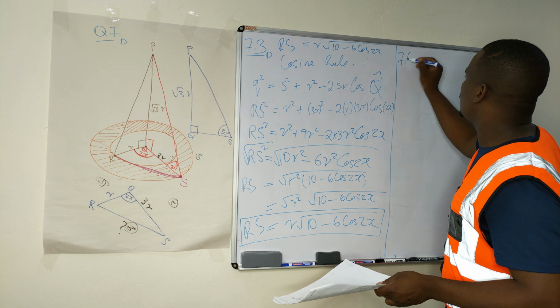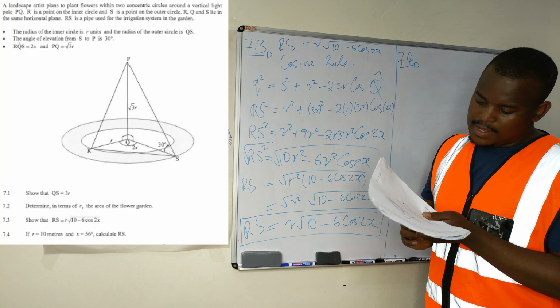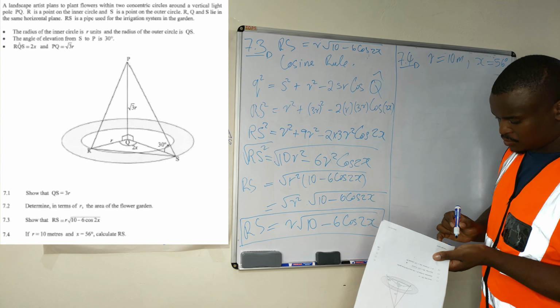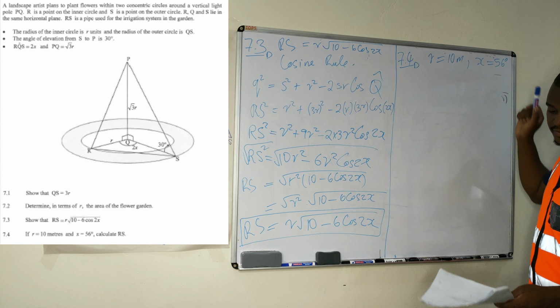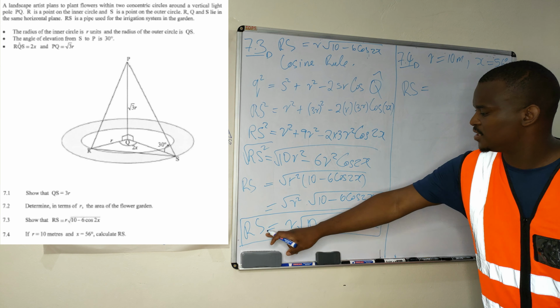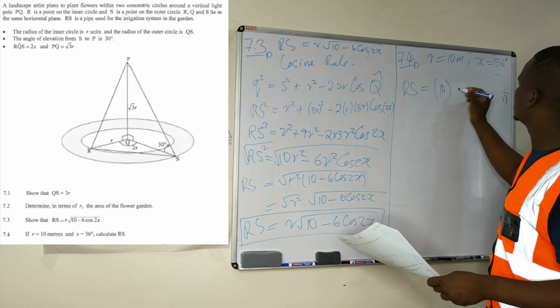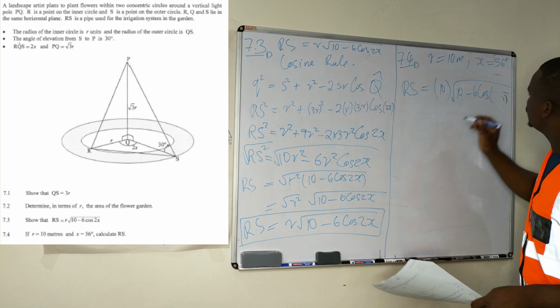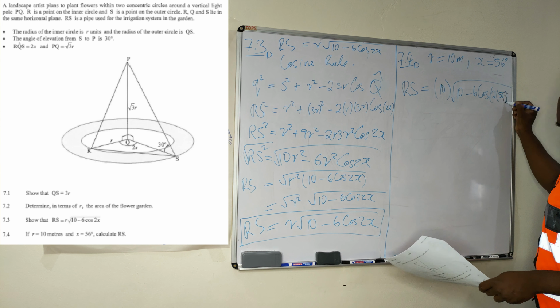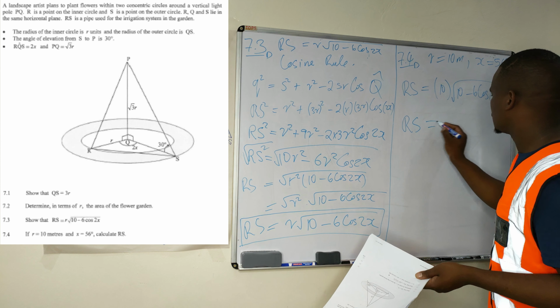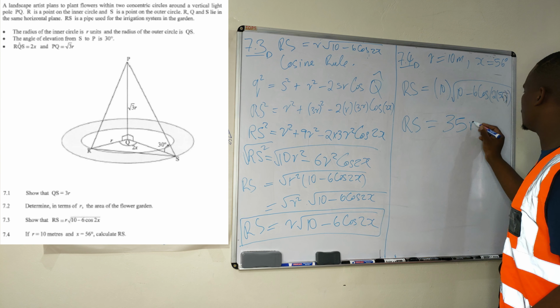Let's go to the next one, 7.4. If R is 10 meters and your X is 56 degrees, calculate RS. They want you to find the absolute value of RS. So you know your R there is 10, and RS is 10 times the square root of 10 minus 6 cos 2 times 56. Then you punch it in a calculator and you find that your RS is equal to 35 meters.